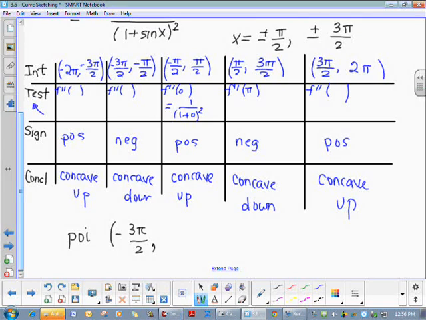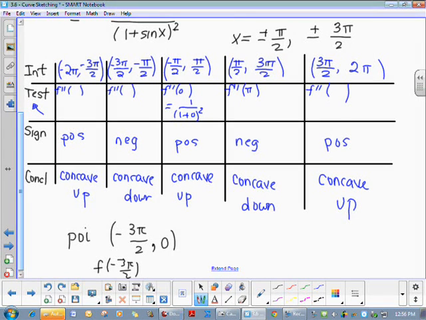That was in our domain if you look back at one of the original analyses that we did in part A. And then I'll leave it to you guys to verify the fact that if you were to plug negative 3 pi over 2 back inside of the original function, you would get 0 for a y value.